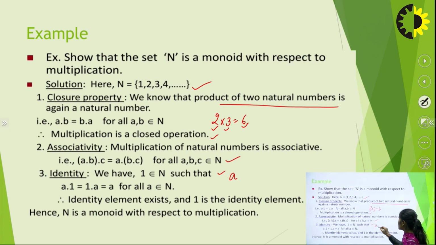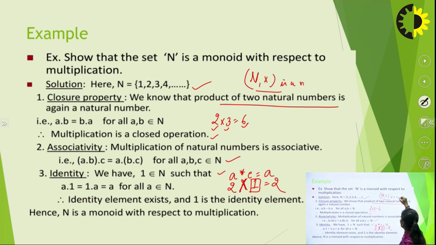In the case of A star E equal to A, this is the definition of identity. If I take any element like 2, then the operator is multiplication. So what should we multiply with 2 so that we get 2? Only 1. So in the case of multiplication, the identity element is 1, and here we use the set of natural numbers, so this will become a monoid. So the given algebraic structure, natural numbers with the operator multiplication, is a monoid.